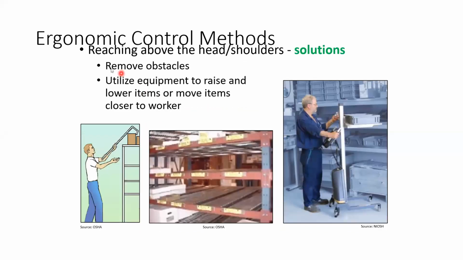You can remove scales. You can utilize equipment to raise and lower items, or move items closer to the workers, like this. Okay, so these are the ergonomic controls. This is how you can control reaching above head and shoulders.